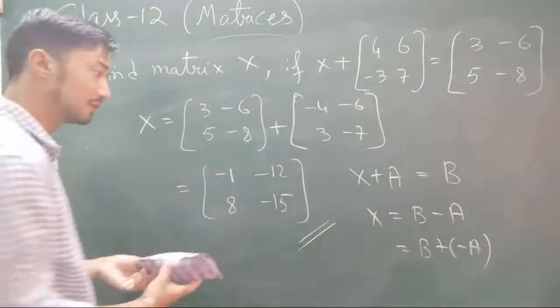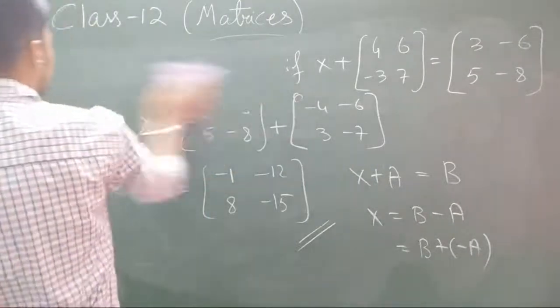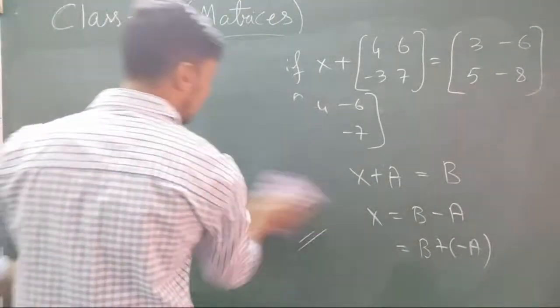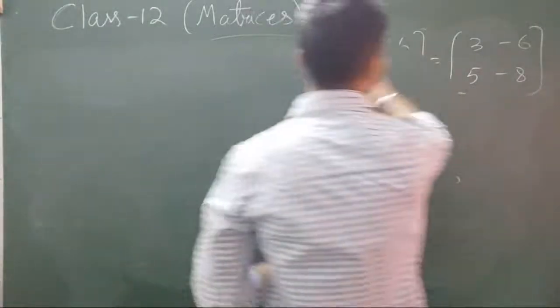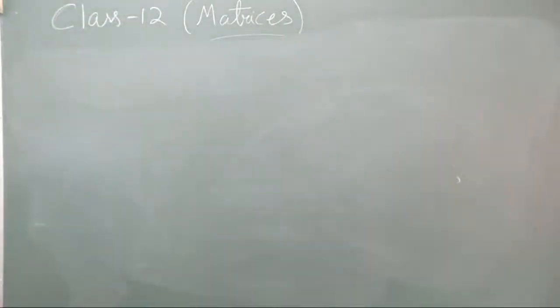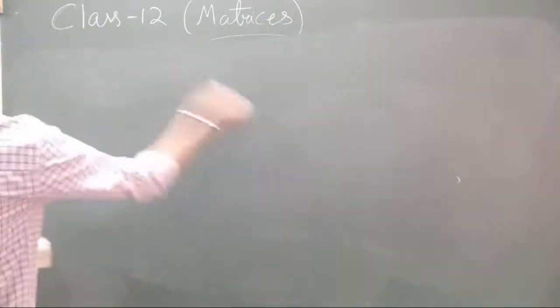Addition, subtraction only. Things become complicated when we start doing matrices, multiplications, inverse, adjoint, transpose. There are properties which we have to follow. Addition and subtraction, not a big issue there. Okay? Alright, now let's go to the next topic.